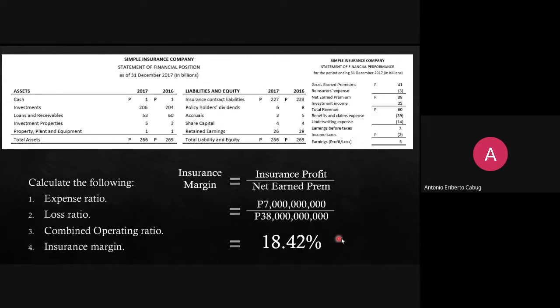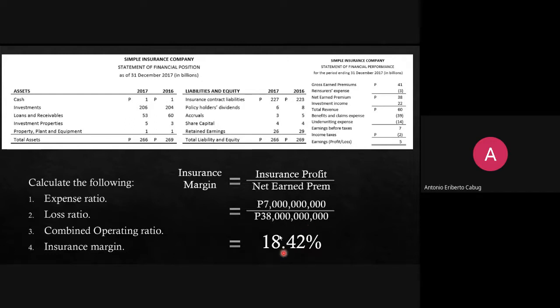Depende, no? Depende sa requirement. Pero ginamit ko dito 7 billion. So the earnings before taxes is 7 billion, divided by 38 billion, that's 18.42%. We call this the insurance margin. At the end of the day, kumita ba siya? Are there profits? Well, of course, no? Meron namang kita. It's positive.